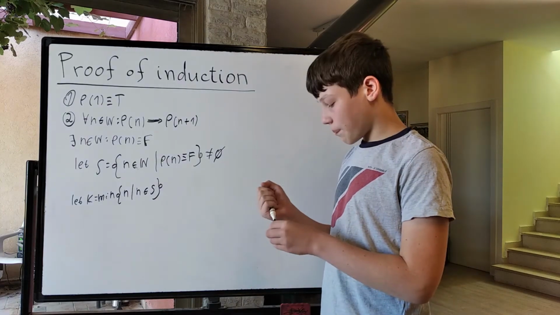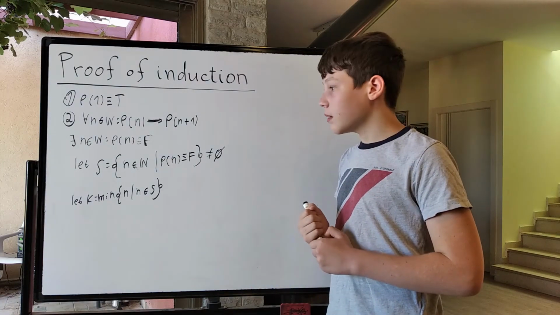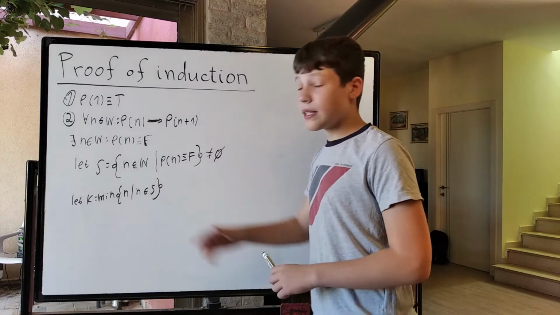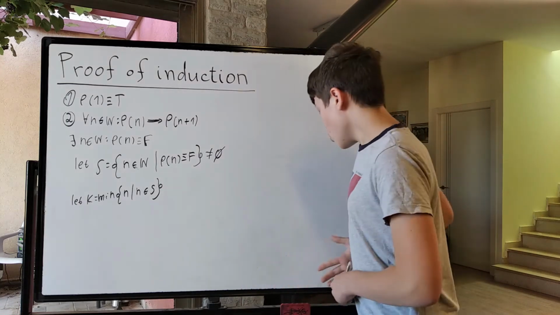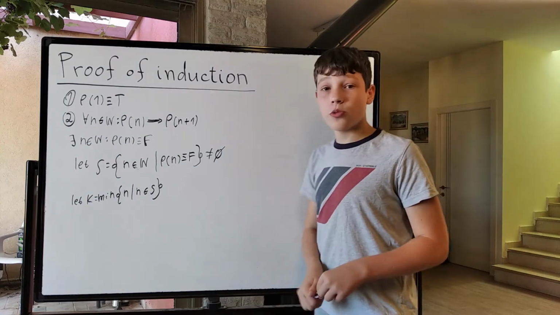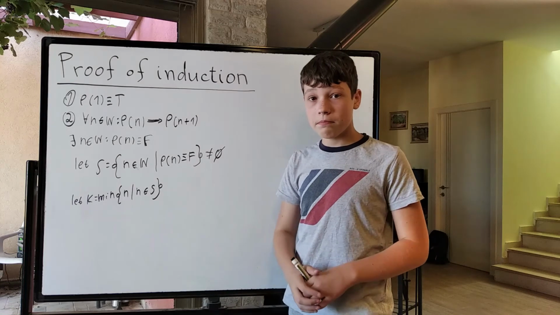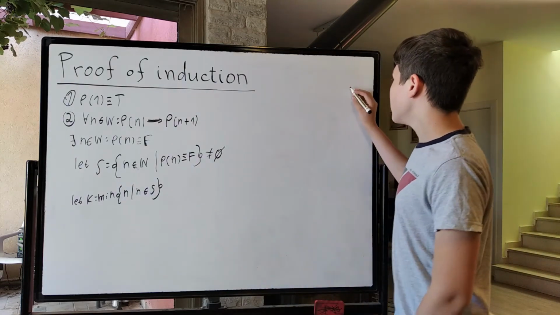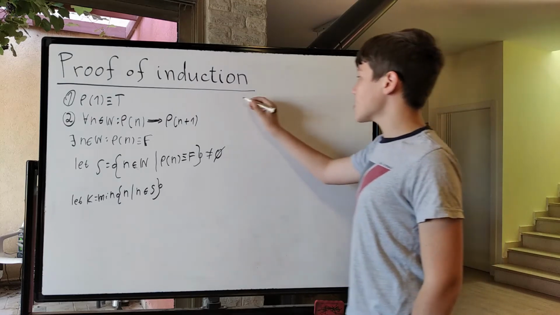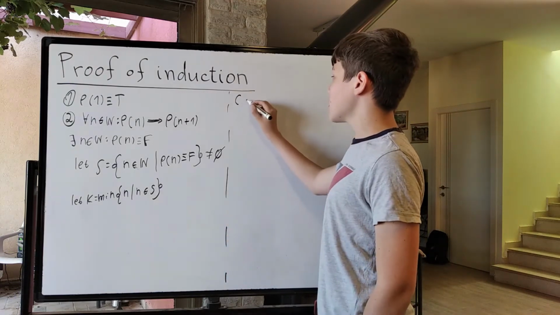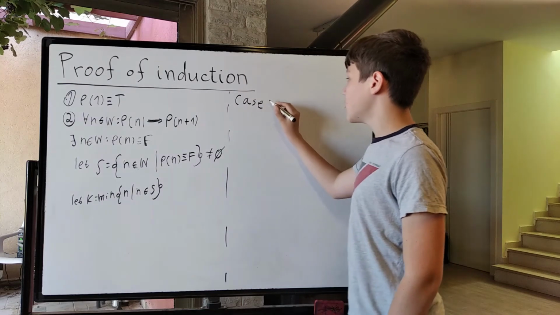So now, let's see. By the definition of k, that it's the minimal one in the set, we can break it down into two cases. Well, first, either k is 1 or k is not 1. Very simple. Okay, so now let's break down into cases. So let's look at case 1.